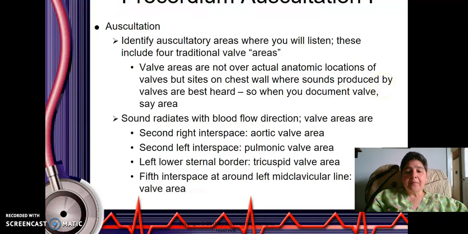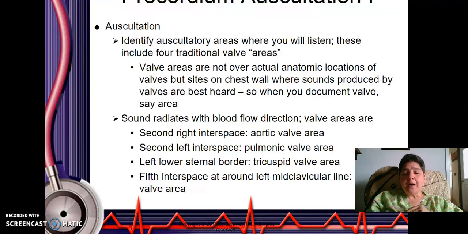Auscultation, so listening, we are going to be listening over four different areas: the aortic area, pulmonic area, tricuspid area, and mitral area. When we hear over these areas, we're not actually hearing the valves themselves closing. Even though we have an aortic valve and a pulmonic valve and tricuspid valve in that general area that we're auscultating, they're not actually the valves themselves that are causing those sounds.